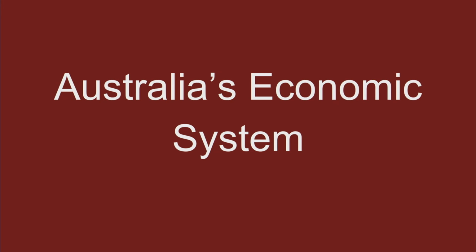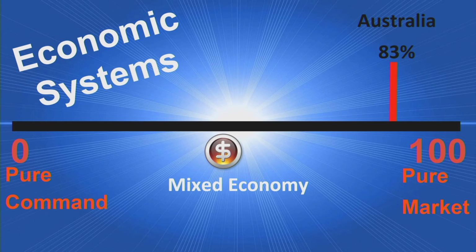So let's move on to Australia's economic system. So we went over all of these different parts of the economy. Now let's focus more on Australia specifically. If you look at this on the screen, you'll see the continuum line that we talked about before, where pure command is on one side, pure market is on the other, and mixed is in the middle. So you'll see that Australia is closer to that market side.